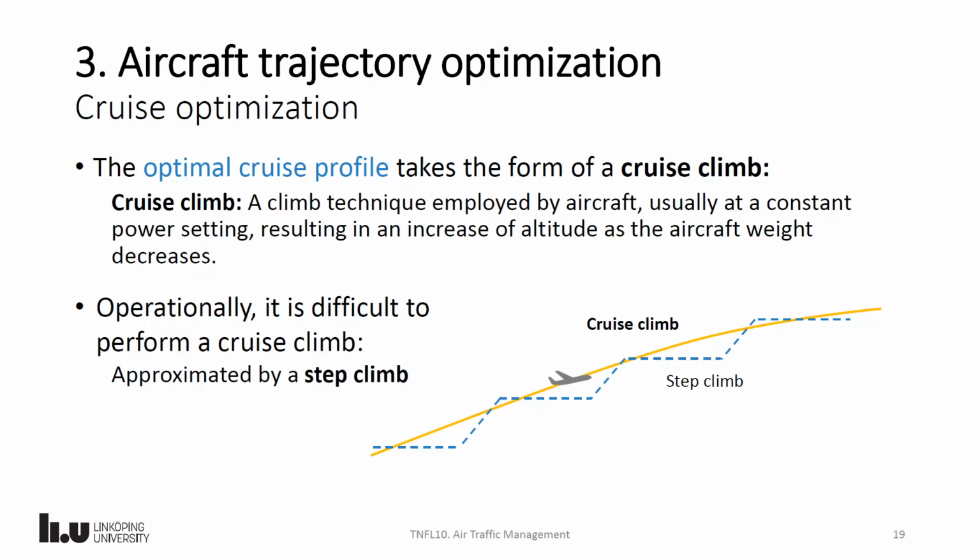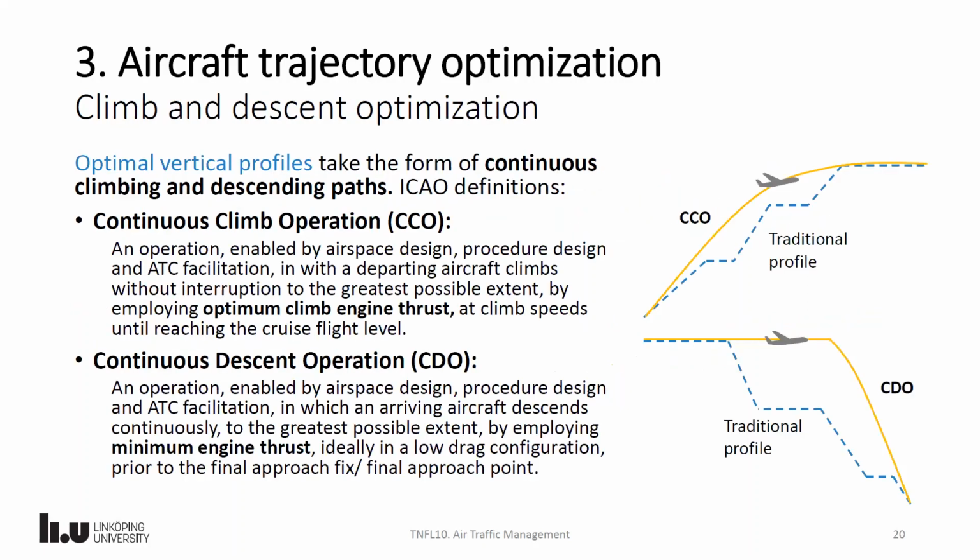So this is for the cruise. If we take a look at the climb and descent operations, it has been proven that the optimal vertical profiles take the form of continuous climbing and descending paths. So from ICAO, we have these two definitions. Well, ICAO didn't invent them, but they are two well-known concepts in aviation, which are the continuous climb operations and continuous descent operation. These two are the optimal ways to both climb and descend.